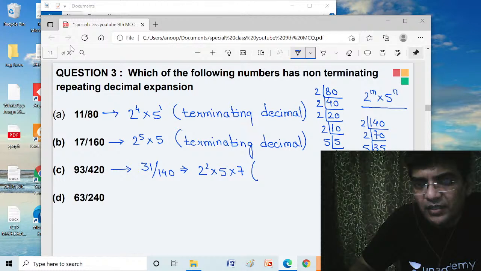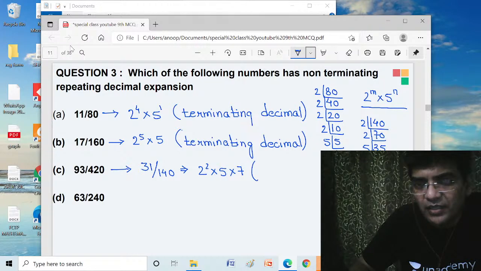So 80 can be written as 2 raised to power of 4 into 5 raised to power of 1. So wherever the denominator can be written in this form, we can say it's a terminating decimal. Terminating decimal means the division will be coming to an end. So it's a terminating decimal. Division will be coming to an end.